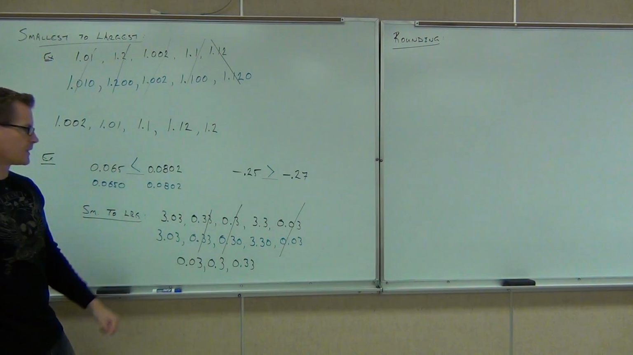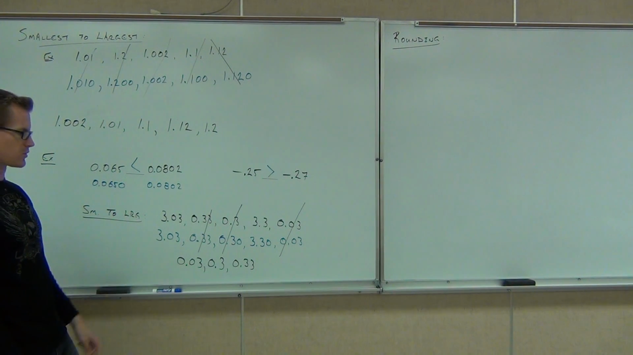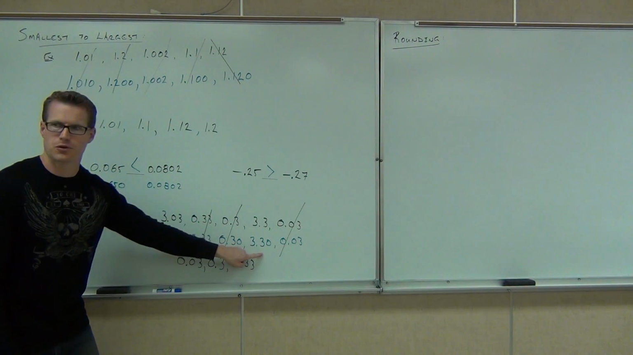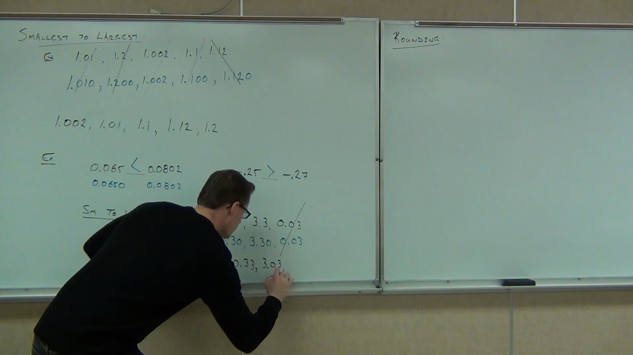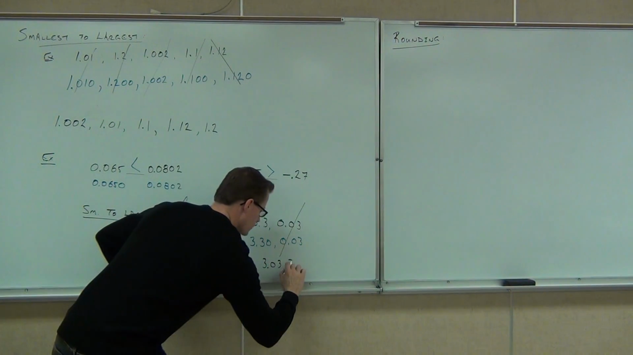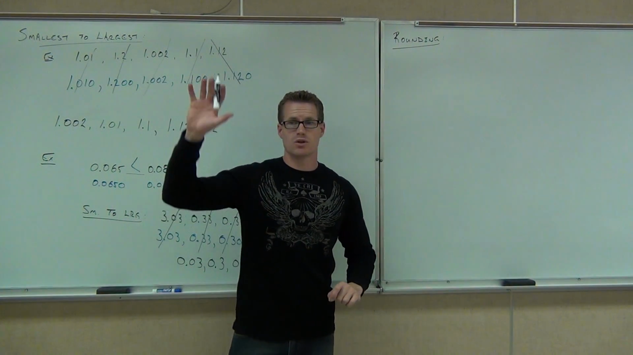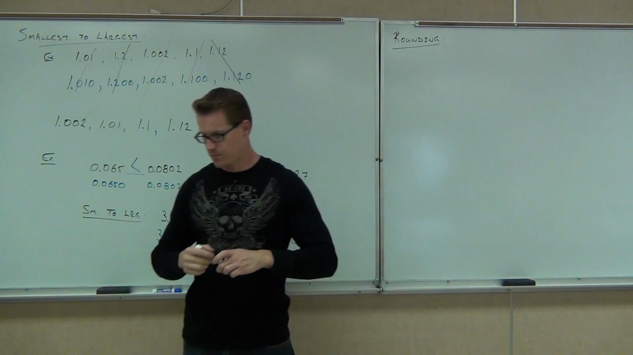Cross it out. We got two more. What's next? 3.03 or 3.3? 3.03. Yeah, that'd be like 303. This would be like 330. And lastly, we'll get the 3.3. Would you raise your hand if you're okay telling which decimals are larger, smaller, and putting them in order? Yes, no? Okay, good deal.